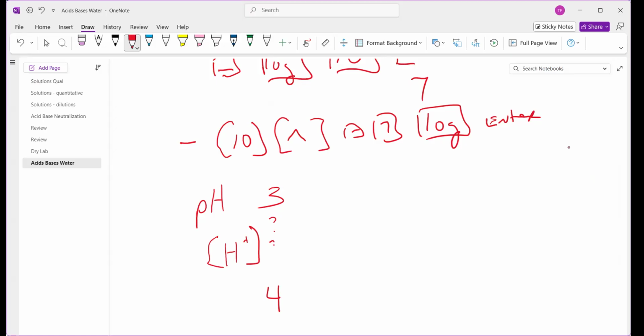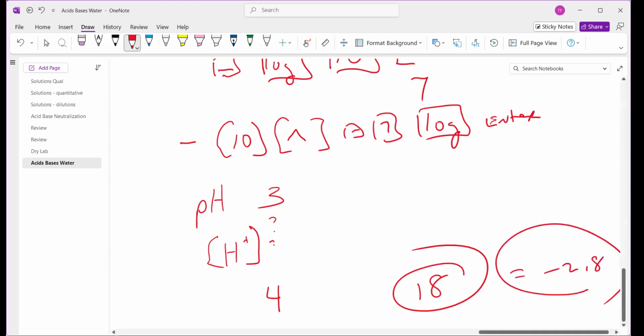When we buy acid from the acid store, it's like 18 molar. What's the negative log of that? About negative 1.3. Definitely, pH can be negative.